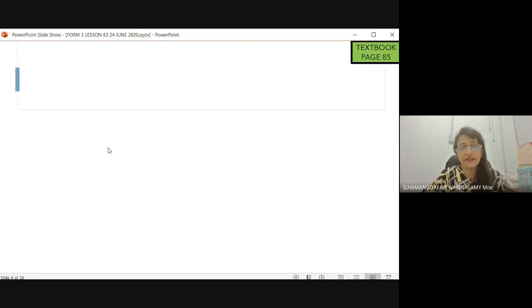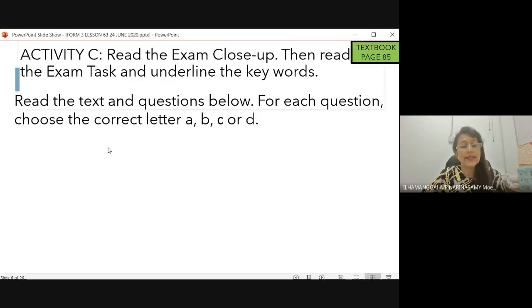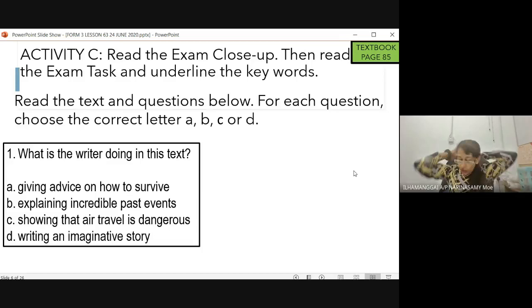Now you have to read the exam task. The exam task says, read the text and questions below. For each question, choose the correct letter A, B, C, or D, okay? So far, no question? If you've got a question, raise your hand. If not, just write in the chat. Okay. First of all, you have to underline the keywords here. Read the exam task and underline the keywords.